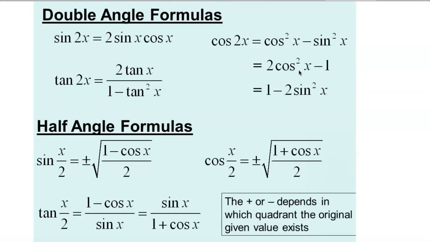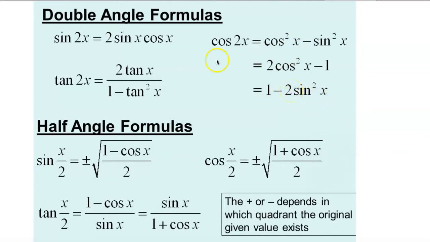And if you're wondering why there are so many formulas, here's the original formula, cosine squared x minus sine squared x. And then these two are variations of cosine squared x minus sine squared x using the Pythagorean identity, right? So you can replace sine squared x in the Pythagorean identity with 1 minus cosine squared x, and that's how we end up with this second equation. And you can replace cosine squared x with 1 minus sine squared x, and that's how we end up with the third variation of the formula.